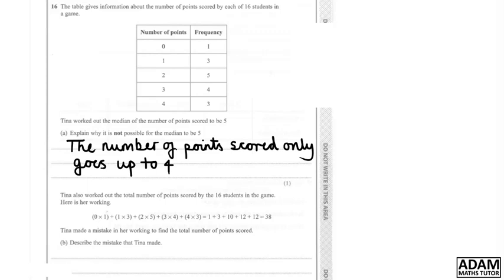So to find the total number, we would need to multiply this one person that got 0 points, would be 0. There were 3 people that got 1 point, so this would be 3 in total. 5 people got 2 points, so that would be 10. 4 got 3, which would be 12. 3 people got 4 points, which would be 12 again. Then we would need to add all of these together to get the total.